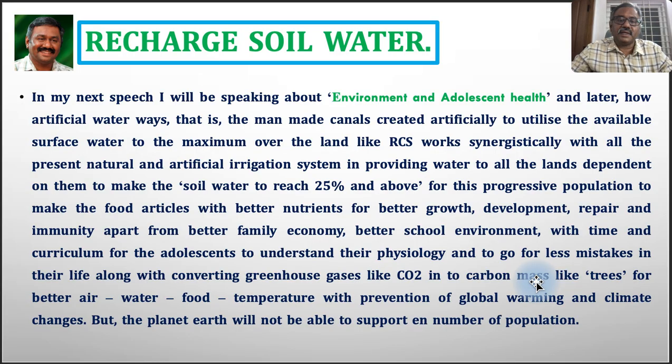For this progressive population to make food articles with better nutrients for better growth, development, repair and immunity, apart from better family economy, better school environment with time and curriculum for the adolescents to understand their physiology and to make fewer mistakes in their life, along with converting greenhouse gases like carbon dioxide into carbon masses like trees for better air, water, food, temperature, with prevention of global warming and climate changes.